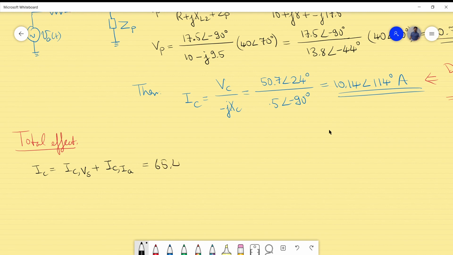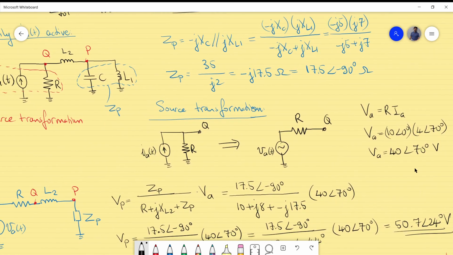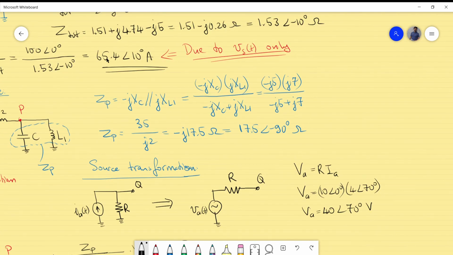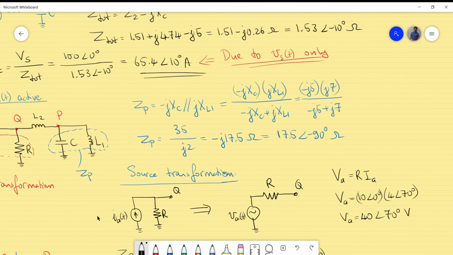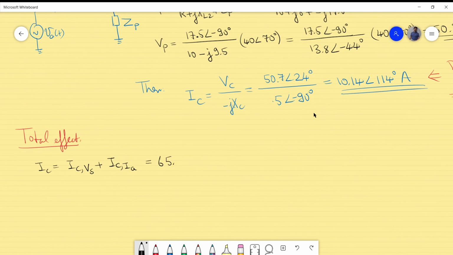You have 65.4. You might ask, where is that 65 coming from? It is here, so let me move up. 65.4 in a phase of 10 degrees. That's actually due to only Vs. And we will take also this and combine them together, add them up, and it's actually the final result. So 65.4 phase 10 degrees plus 10.14 phase 114 degrees. If you want to combine now these two, of course you have to convert again to the rectangular representation, combine the real parts, imaginary parts, again convert this to polar representation. So what we have is the end result is 63.7 and the phase will be 19 degrees amperes.